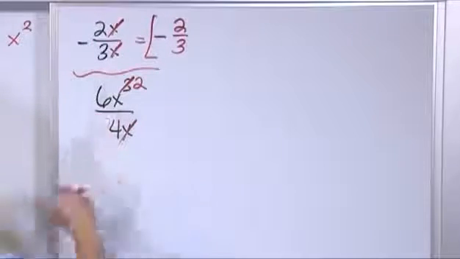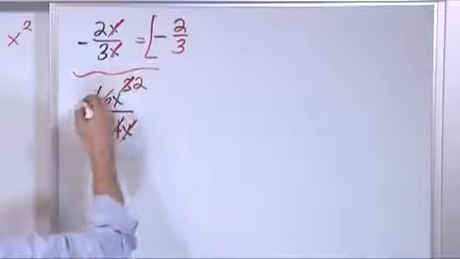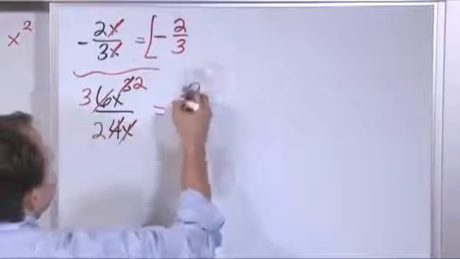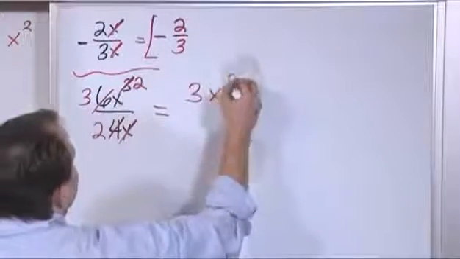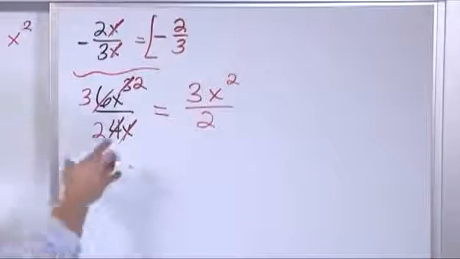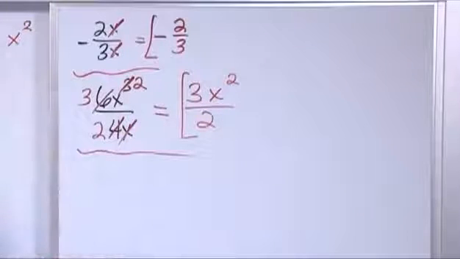Now let's look at the numbers. You can simplify this. You can divide this by 2, giving you 2. You can divide this by 2, giving you 3. And so ultimately you'll have 3x squared over 2. Looks a little bit ugly with all these cancellations, but as you do more problems, you will get the hang of it, and it won't quite seem so ugly.